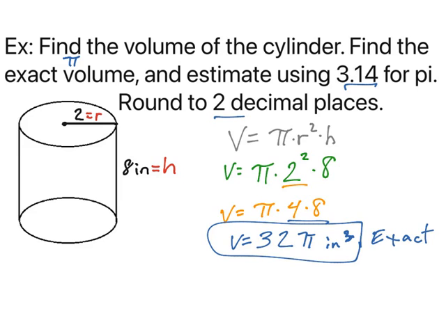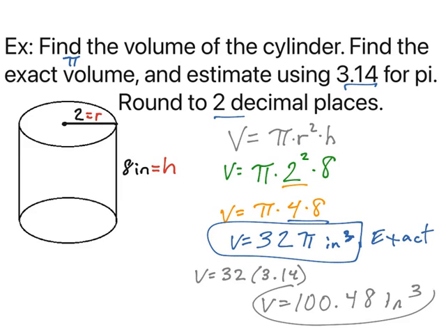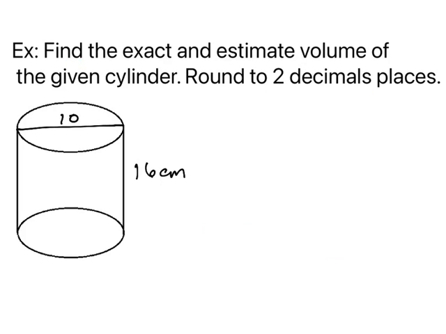Now, to find our estimated answer, we would simply take the volume, 32 times 3.14. So instead of using the pi symbol, we would just plug in 3.14. When I multiply those together, I end up with 100.48 inches cubed. Okay, so make sure when you are finding volume or area or circumference, anything dealing with circles where we're dealing with the pi symbol, you read the directions on how you are writing your answer, because that matters. All right, let's do another one.